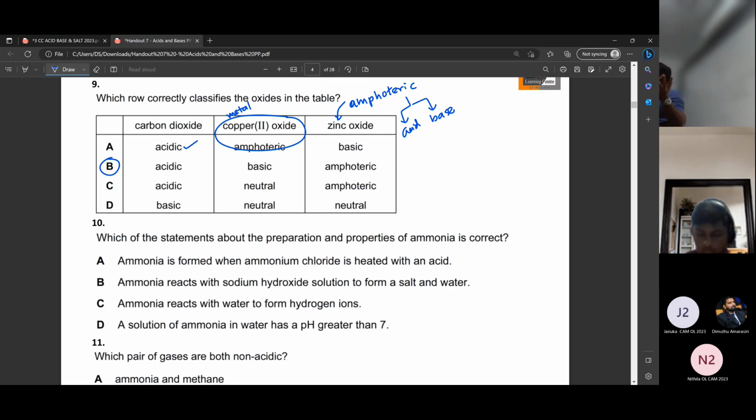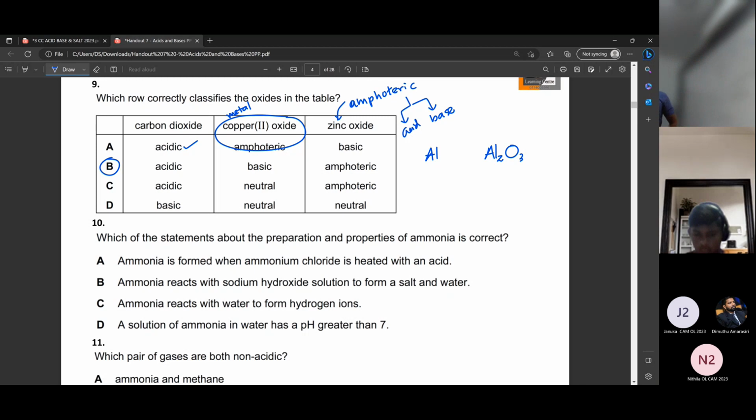But a better question you could have asked: do we have other amphoteric oxides in the syllabus? Why? You need them. If they ask, you should be able to figure it out. What are the other amphoteric elements and oxides you have in the syllabus? Not copper oxide, it's a basic one. Aluminium oxide. Aluminium is a metal, but it's amphoteric, and aluminium oxide is an amphoteric oxide. Amphoteric means aluminium and aluminium oxide can react with both acid and base.